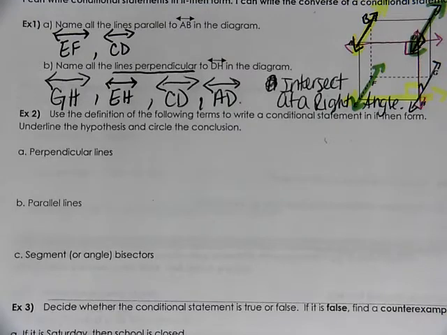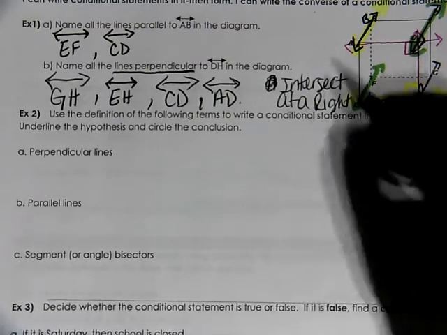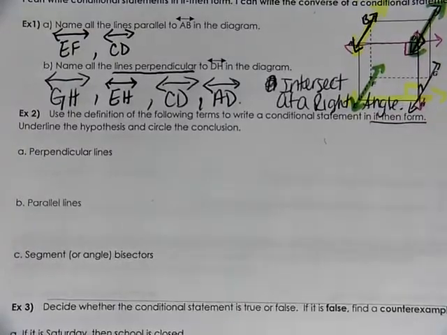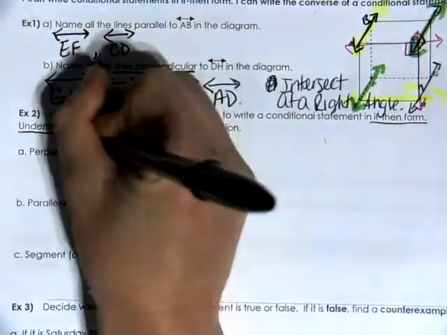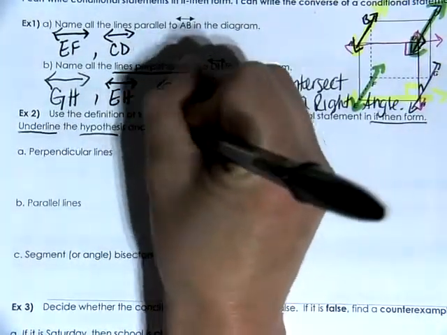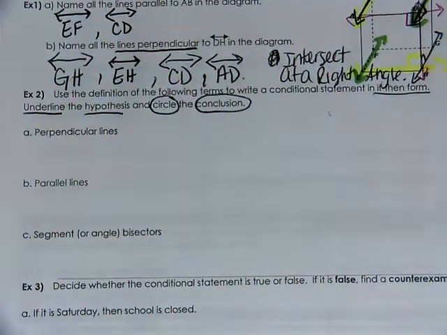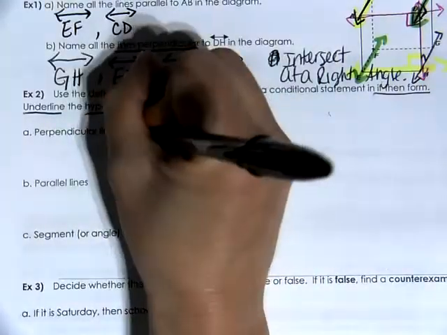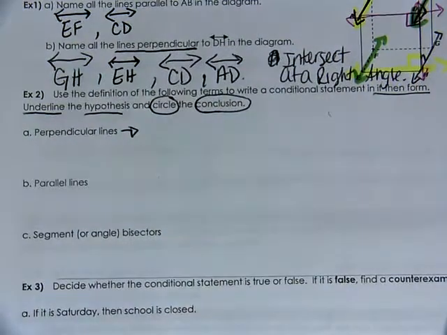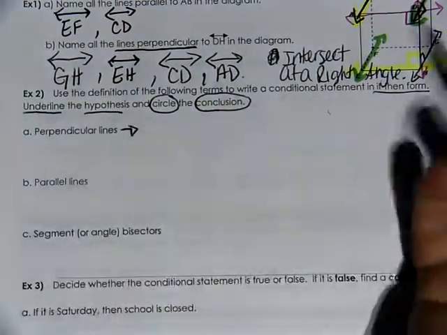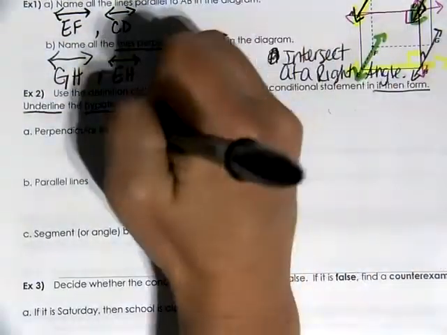In example number 2, it says, use the definition of the following terms to write a conditional statement in if-then form, where we are going to underline the hypothesis and circle the conclusion. So let's go ahead and write if-then statements about perpendicular lines. There's going to be a lot of ways that you can write statements about these topics. So here is just one example.